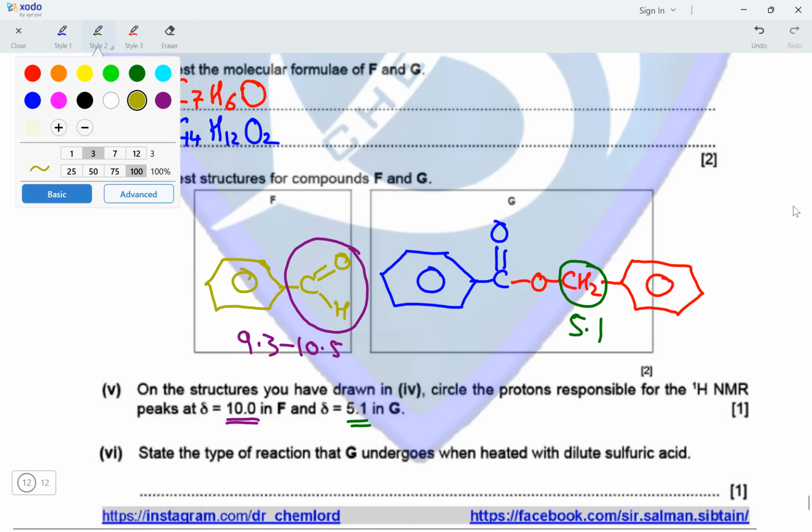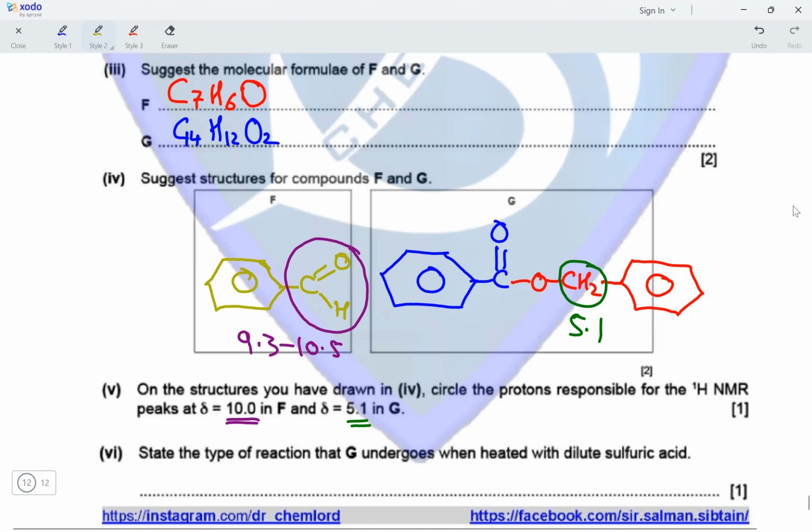State the type of reaction that G undergoes when heated with dilute sulfuric acid. It undergoes acid hydrolysis, because H2SO4 is an acid, and when an ester is hydrolyzed, it results in the formation of an alcohol and a carboxylic acid. So acid hydrolysis occurs when G is heated with dilute sulfuric acid.